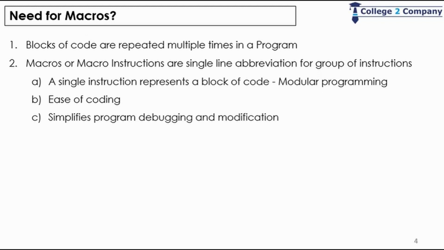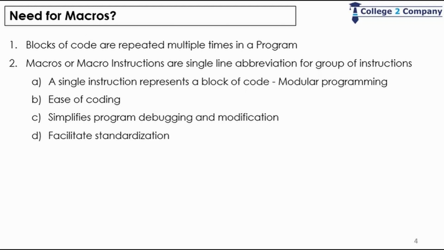Macros simplify debugging errors in programs and modification of code because when the same set of instructions are used multiple times at multiple locations within a program, it can create some other complications. Modifying a single line will lead to a Herculean task of modifying the same instruction at multiple places, whereas using macros simplifies program debugging and modification.